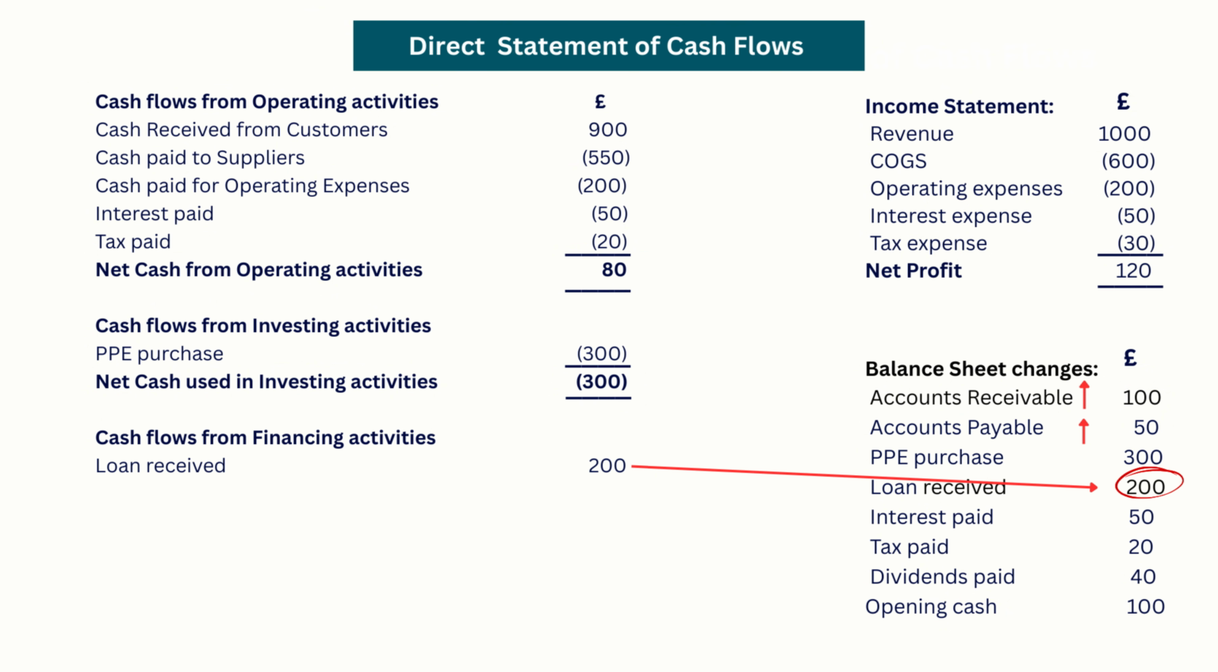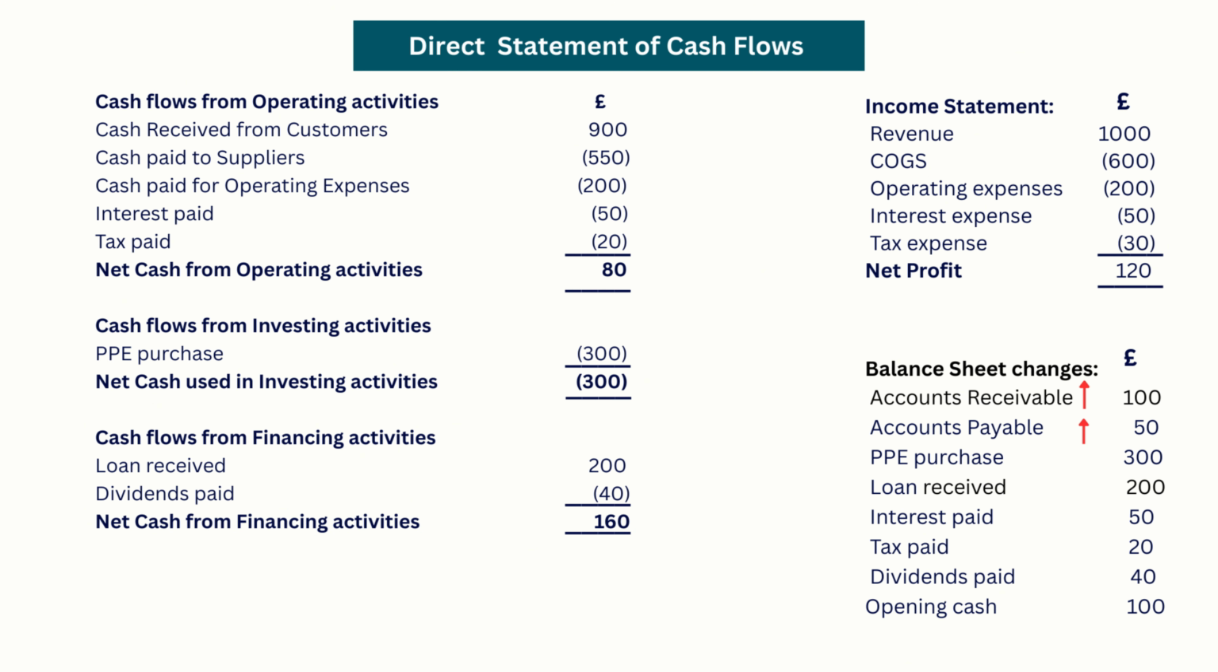Financing activities relate to how the company is funded. The company borrowed 200 but paid 40 in dividends, so net financing inflow is 160.